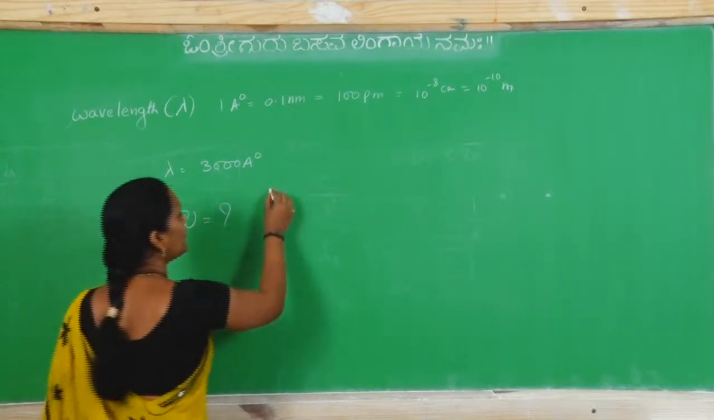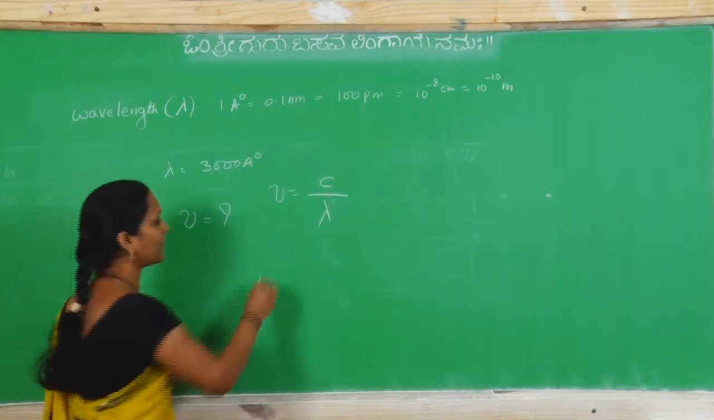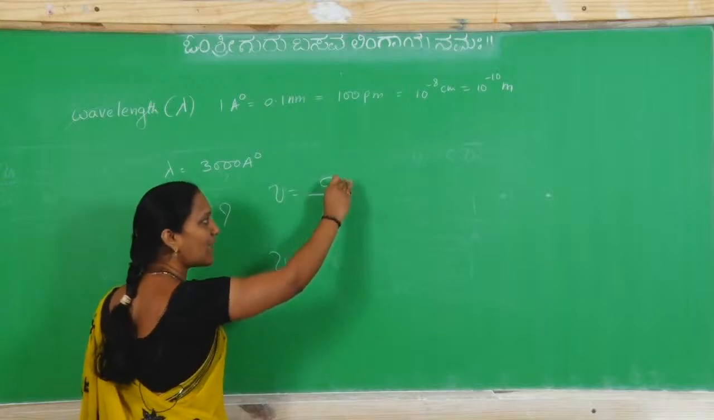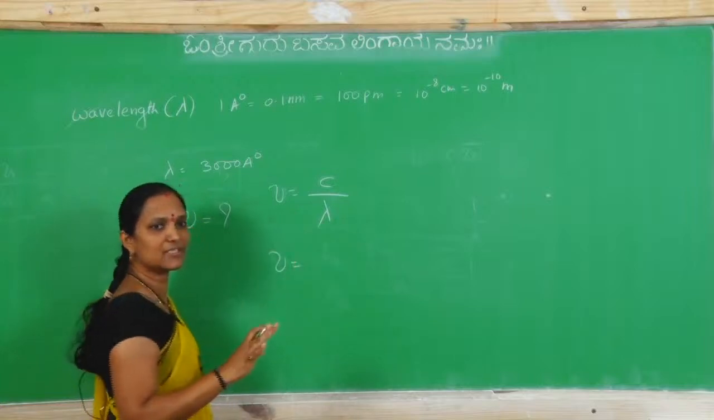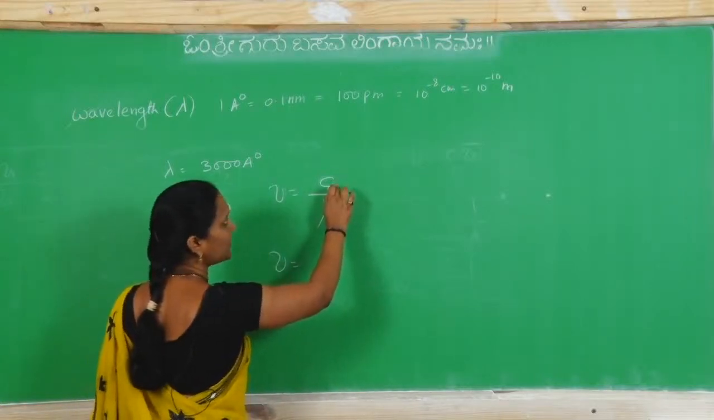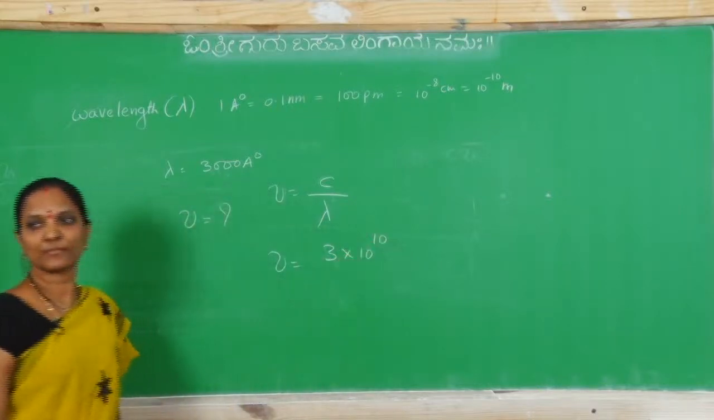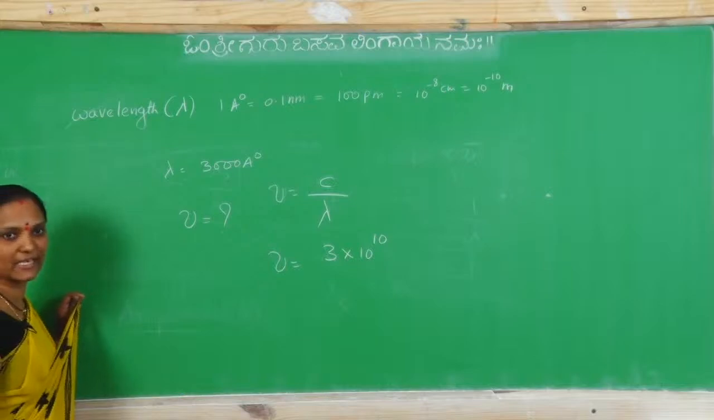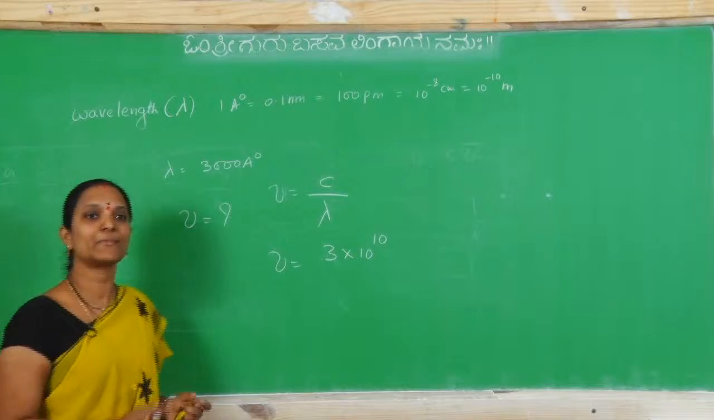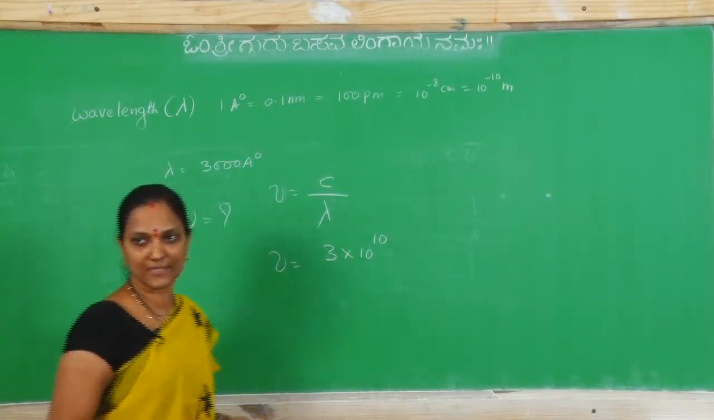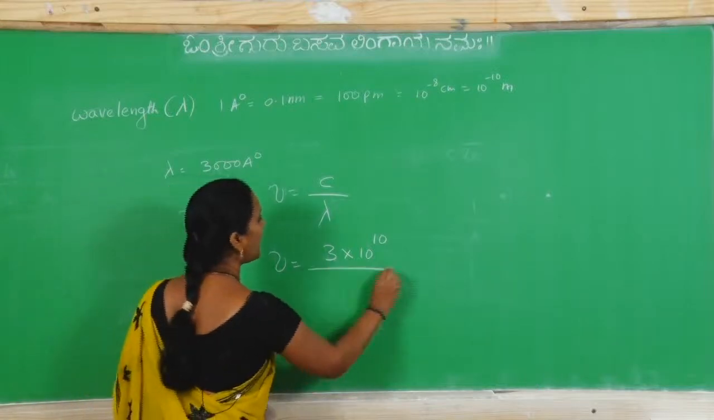What is the relation? Nu is equal to C by lambda. Now, if we are taking the C value in meters, lambda also must be in meters. If this is in centimeters, lambda also in centimeters we have to take. For example, in centimeters, how much? C value is 3 into 10 power 10 centimeter per second. If it is in meters, this is a constant value. This value we should remember. Velocity of light is 3 into 10 power 8 meter per second or 3 into 10 power 10 centimeter per second.